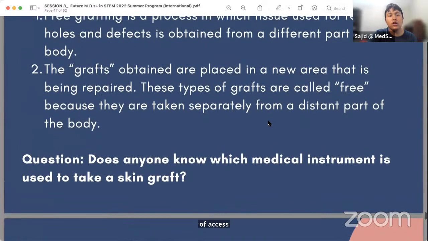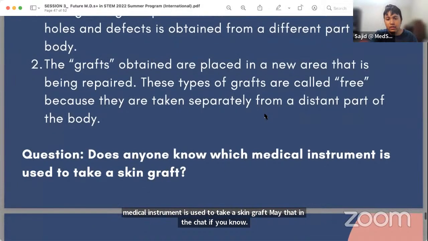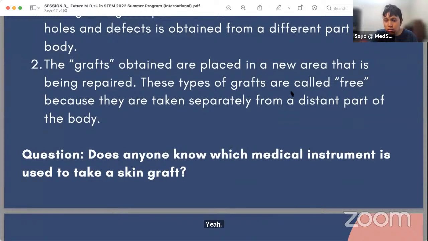Oh, and there's a question. Does anyone know which medical instrument is used to take a skin graft? You may put that in the chat if you know. Yeah, it's a pretty tricky question. I don't know if anyone knows. It's not a common instrument. It starts with a D if anyone needs a hint. Yes, someone says something.